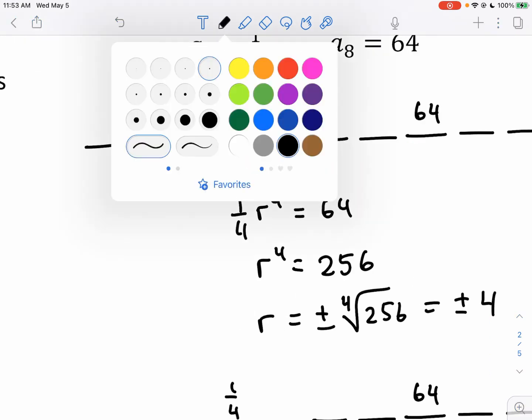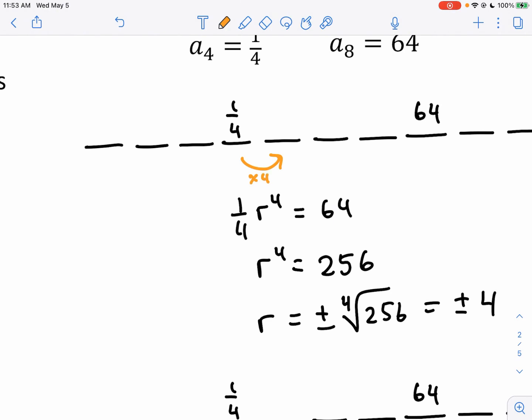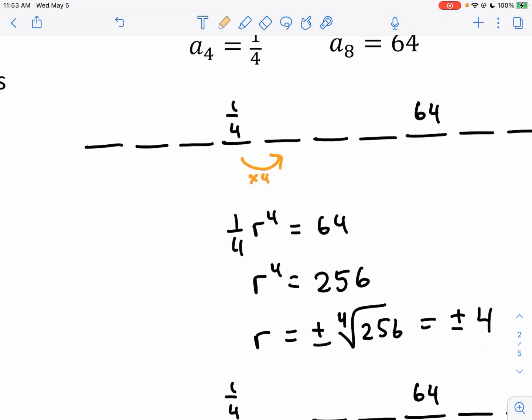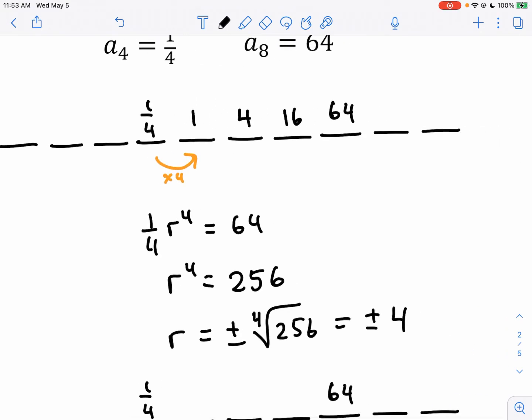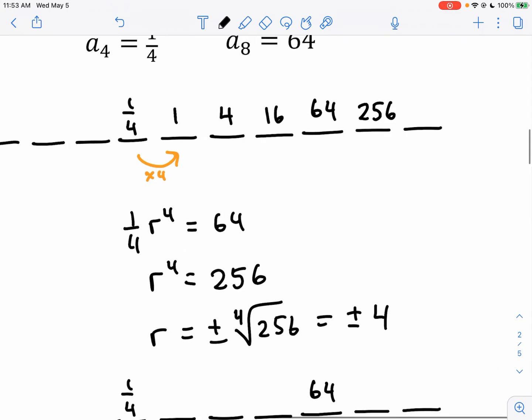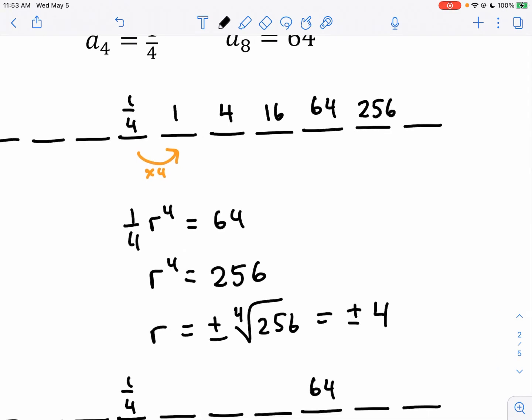So that means we're going to multiply by 4 to go from that term to the next term. And 4 times positive 4 takes you to 1. And 1 times 4 is 4, and 4 times 4 is 16. And sure enough, 16 times 4 is 64. And 64 times 4 is 256. And then the 10th term will be 4 times 256. Well, 4 250s is 1,000, and 4 6s is 24, so we should get 1,024.